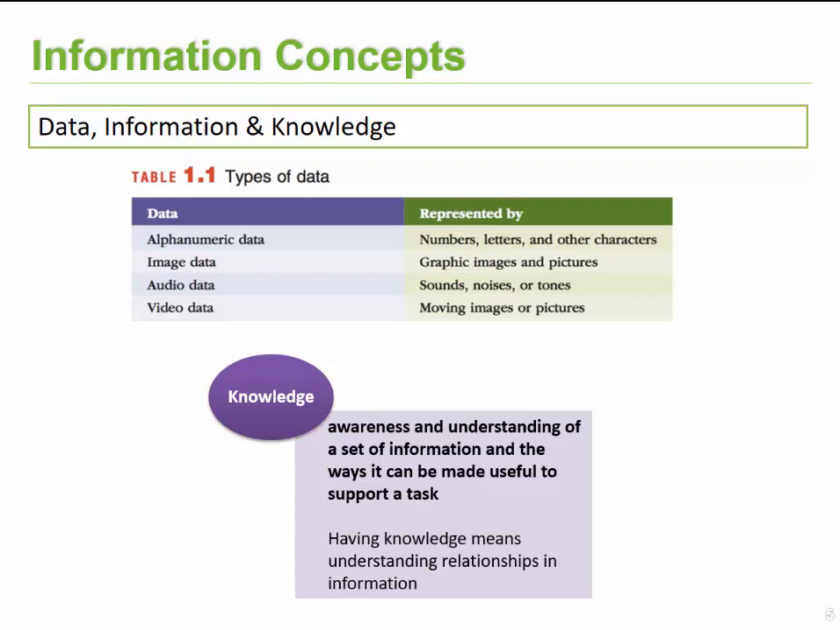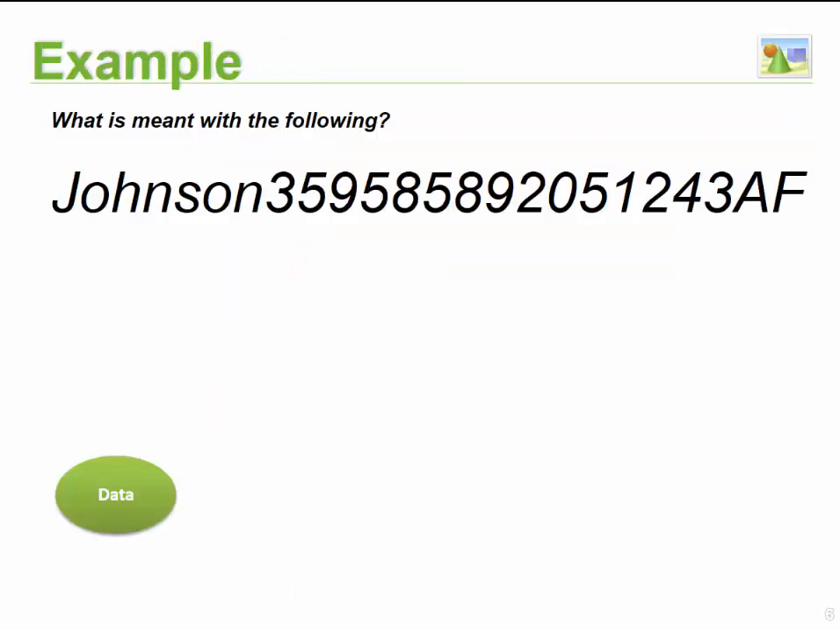Now let's do this with a quick example. If I give you the following data, some of it we might recognize and we might try to assume what's going to happen with each of these sets. If I talk about Johnson, immediately we can think, okay, that might be a surname or it might be a name. Then we have a number, 359585892051243. That is a little difficult. At this stage we don't really have a clue what that is. Then we see AF. So what is AF? Is it initials or is it a code for something more precisely?